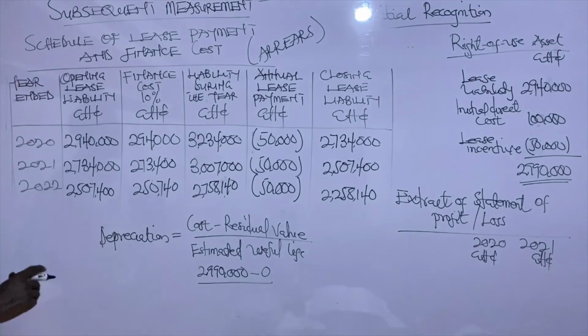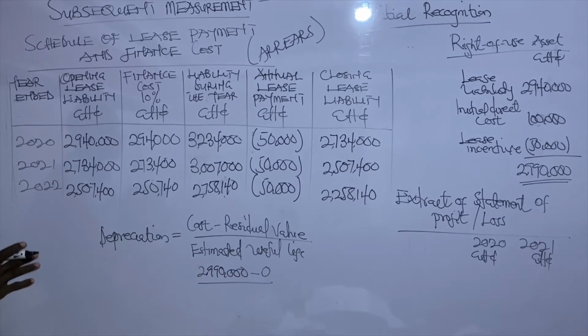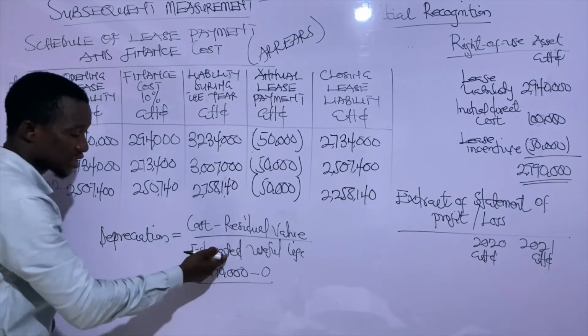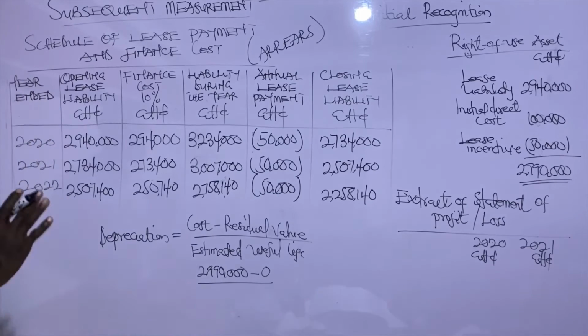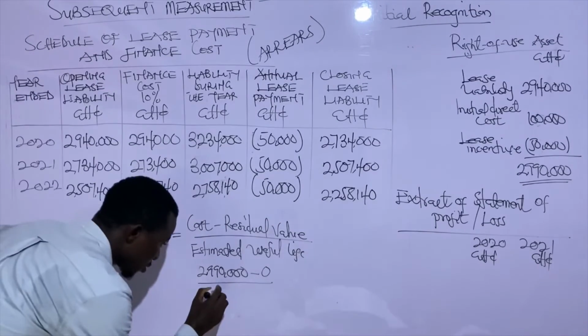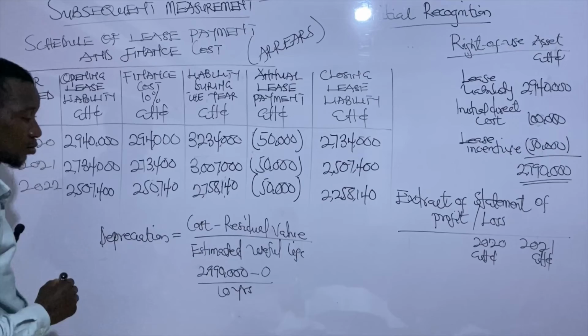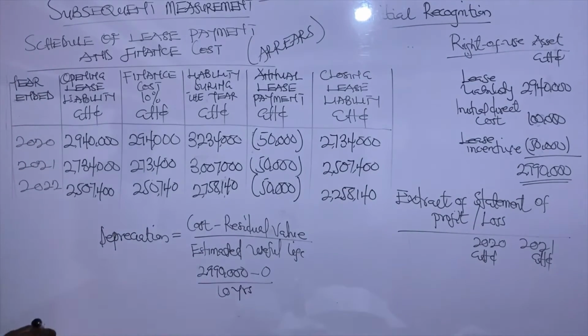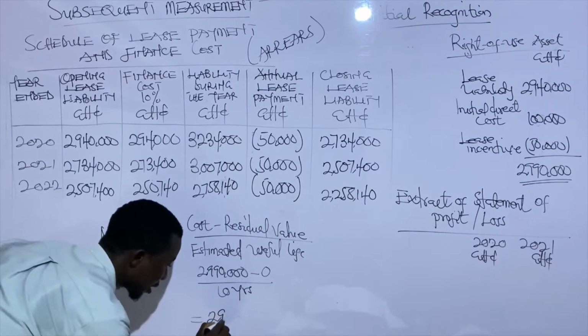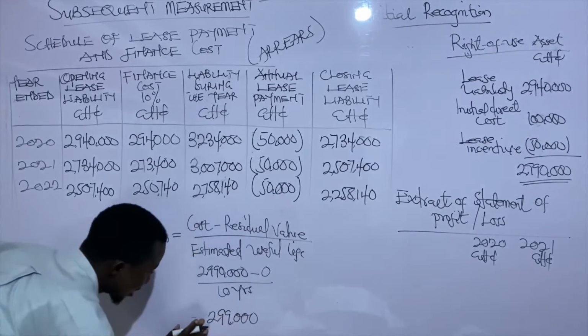So there is no estimated useful life of the assets. But then under IFRS 16, when there is no useful life of the assets, what we consider is the lease term. So you can write here a lease term instead of estimated useful life. The lease term of this particular transaction is 10 years. The lease transaction is for 10 years. So 2,990,000 divided by 10 will give us 299,000 Ghana cedis.